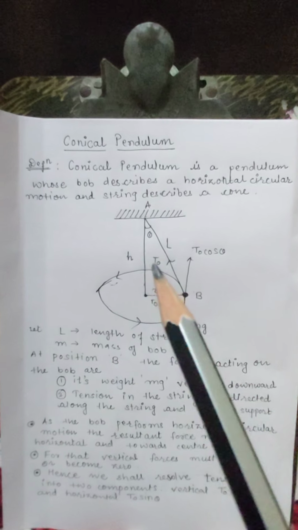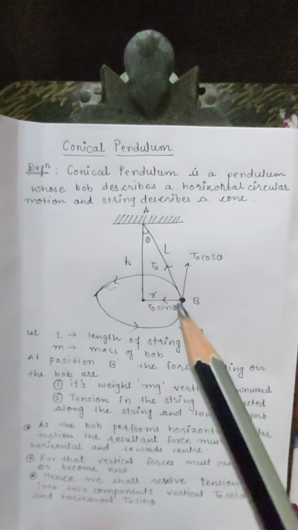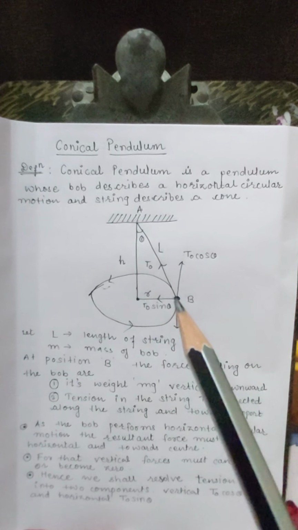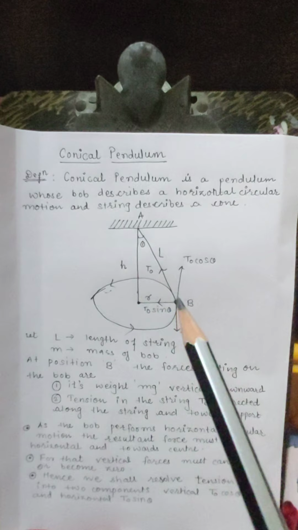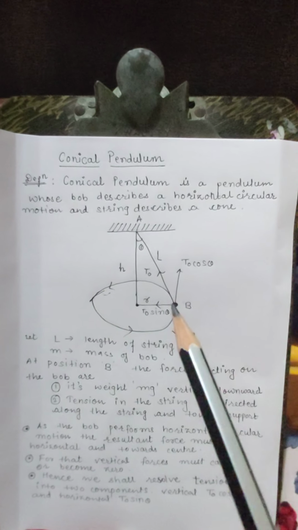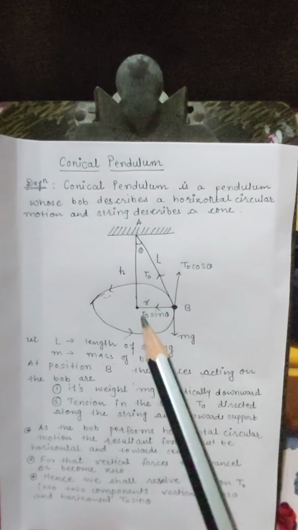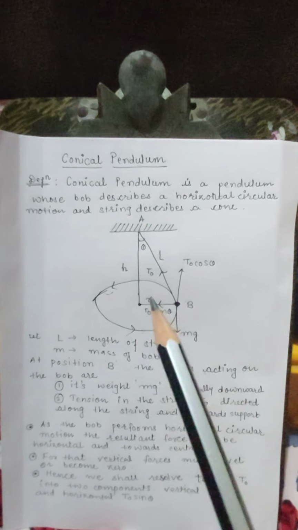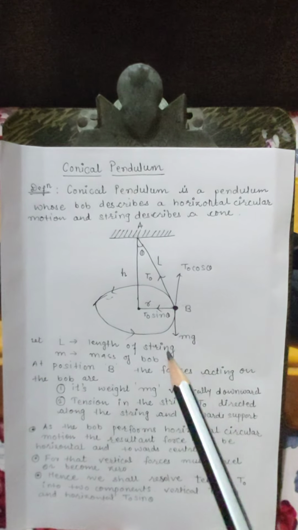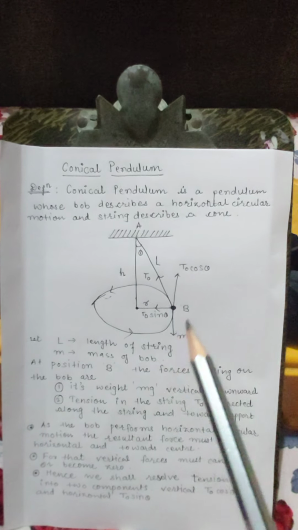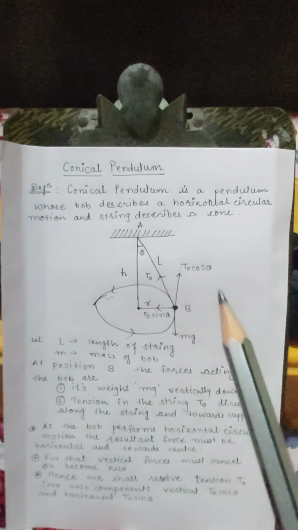These are the two forces acting on the bob B. But as this bob is performing horizontal circular motion, there must be a horizontal resultant force acting, which should be towards the center. That is, the resultant force must be a horizontal centripetal force. So for that, the vertical forces must get cancelled. Then only the resultant will be horizontal.